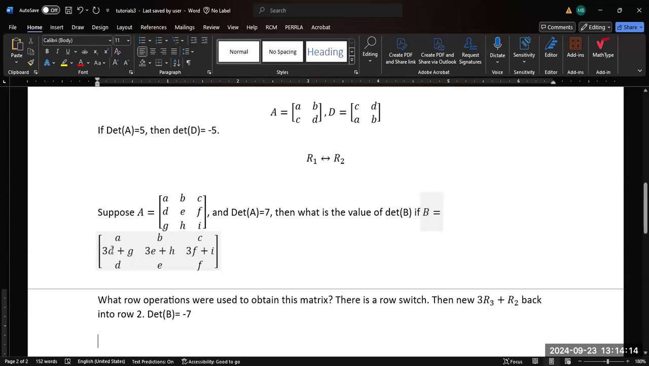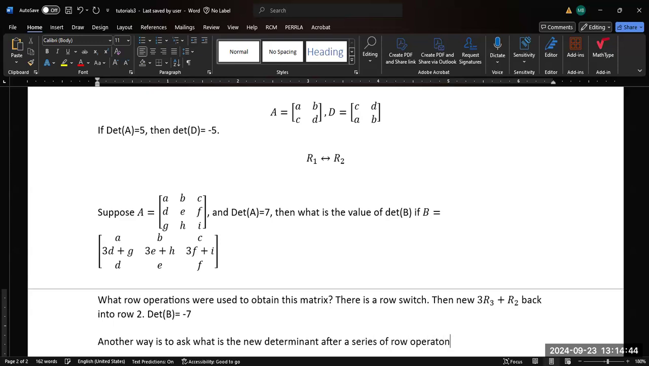If that second operation, if we had multiplied 3D, 3E, 3F in this bottom row, then that would have changed the value of the determinant. So that's a way that they can ask this. Another way is to ask what is the new determinant after a series of row operations are applied.